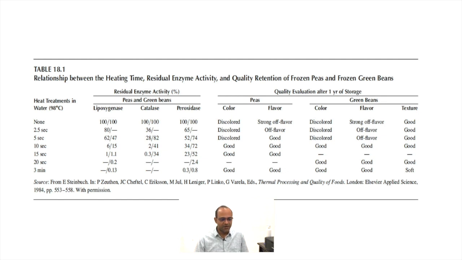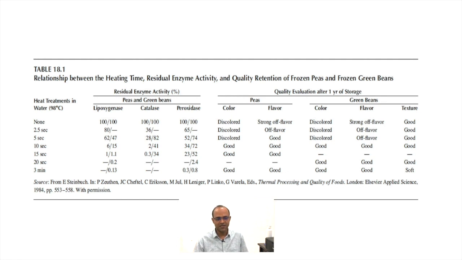when there was no blanching, the enzymatic activity was occurring at 100%, and the peas were discolored and had a strong off flavor. And even in the green peas, the discoloring, strong off flavors and texture changes were seen when there was no blanching.